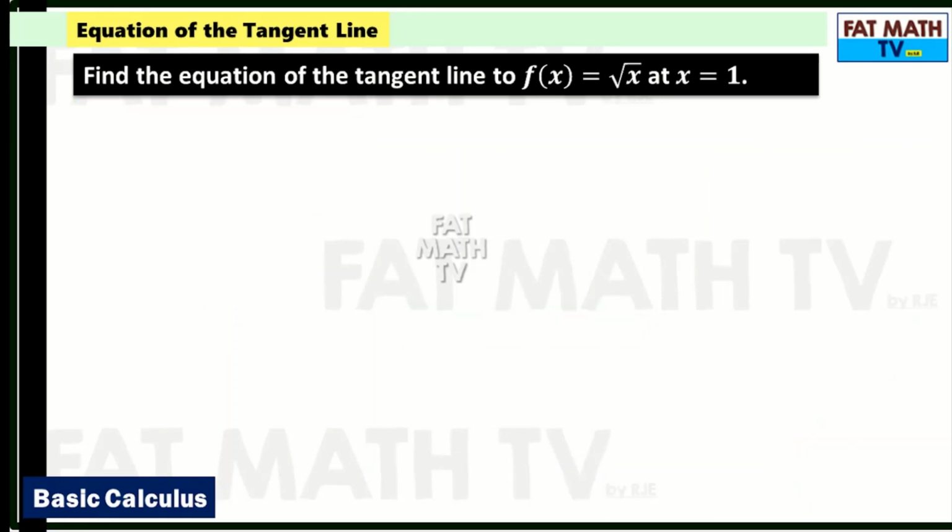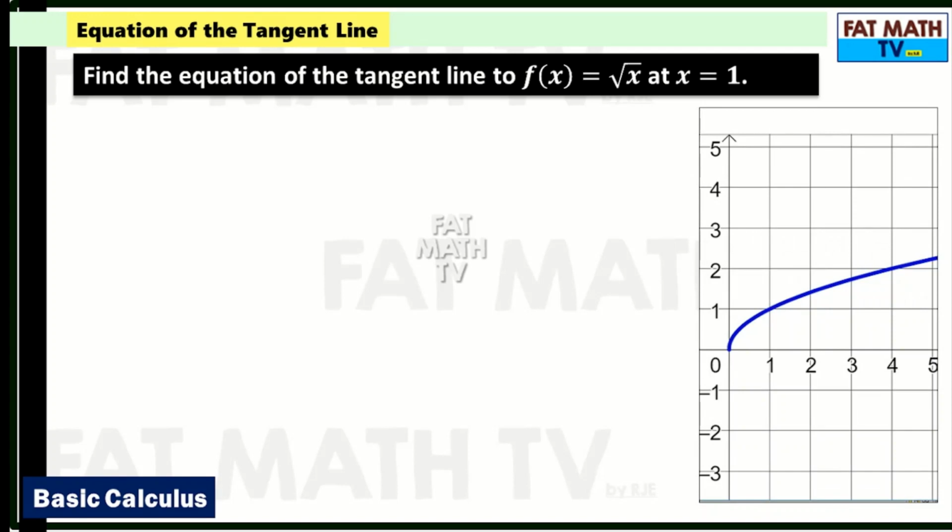How about this? Find the equation of the tangent line to f of x equals square root of x at x equals 1. So f of x equals square root of x looks like this. At x equals 1 is here. So the tangent line looks like this. What is the equation of this line?